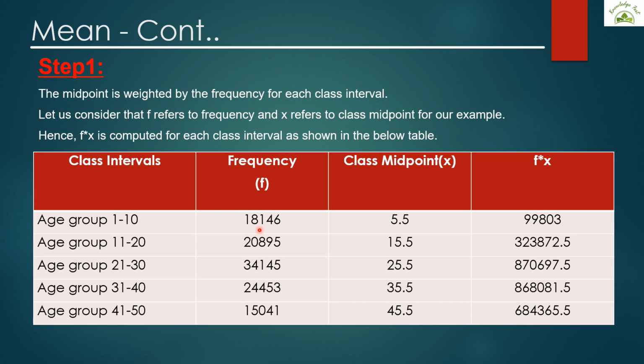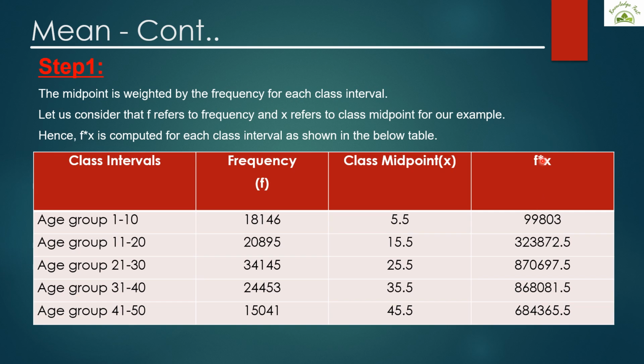Okay, so what I'm referring to, for example, the first class interval is age group 1 to 10, right? Now for this class interval, what was the frequency we calculated? The frequency was calculated as 18146, right? And in the previous slide, we calculated the class midpoint for each of the class intervals. So for the first class interval, age group 1 to 10, the class midpoint is 5.5.